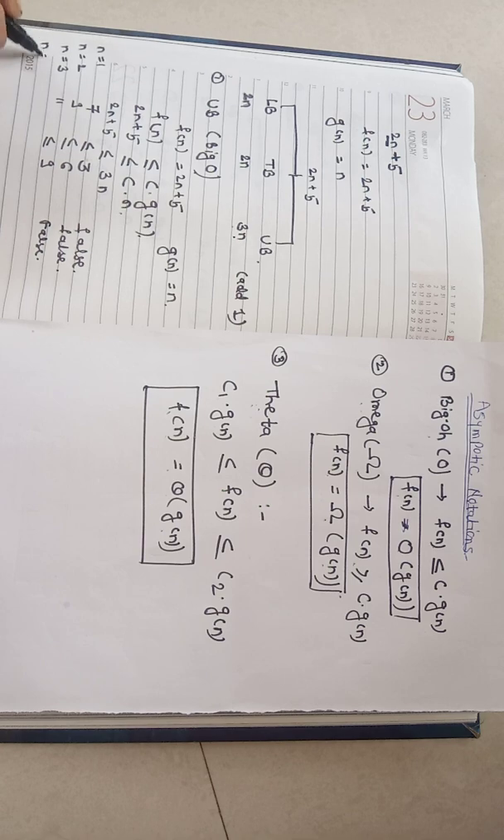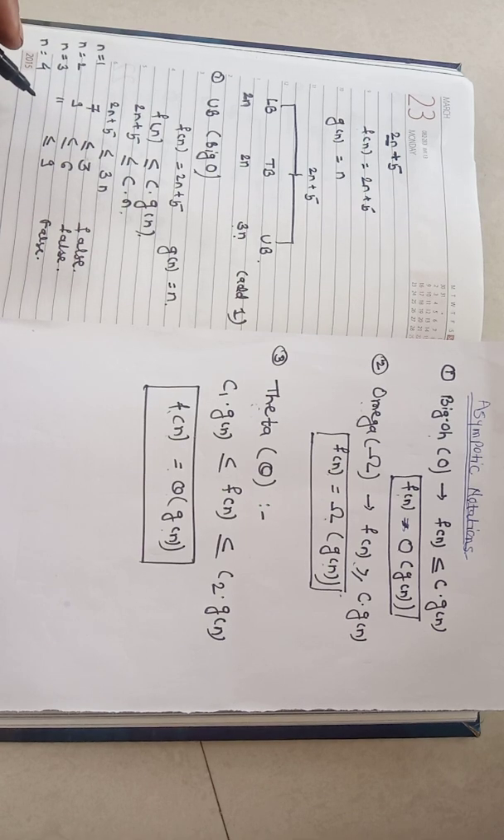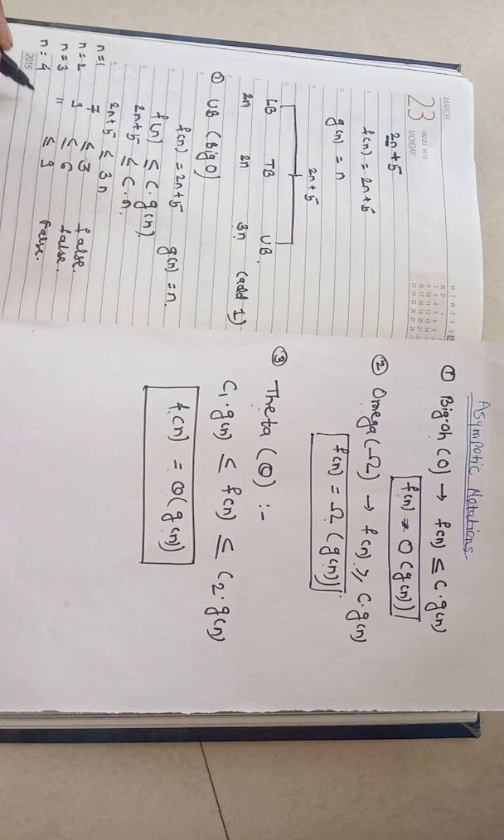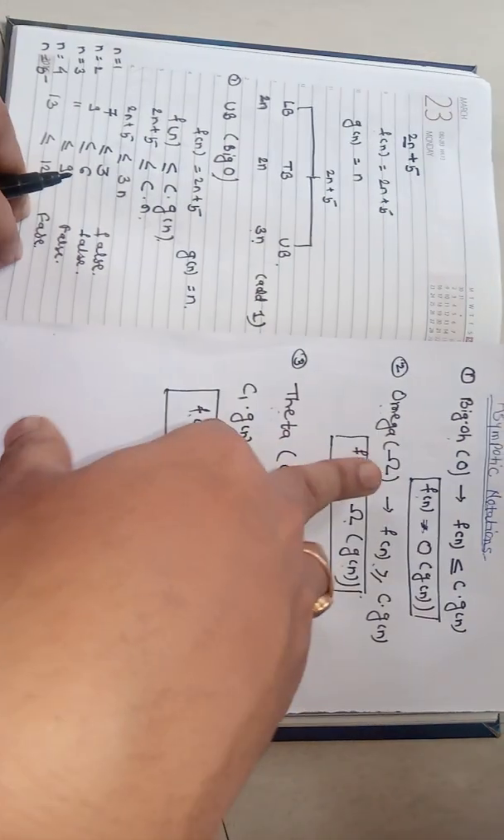For n equals, again the next consecutive value of n is 4. So after putting n equals 4 in 2n plus 5, what will we get? We will get 13. It is less than or equal to 4 into 3, that is 12. Is 13 less than 12? No, it is false again. Fine. So what is the next consecutive value? n equals 5.